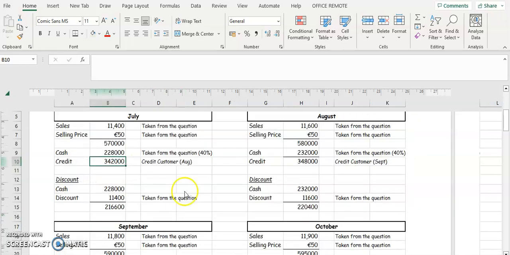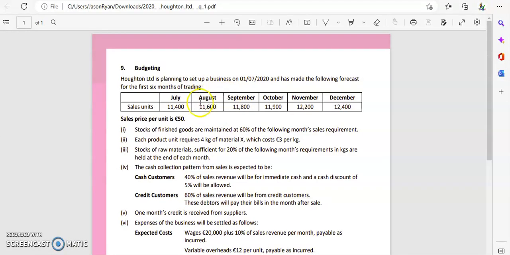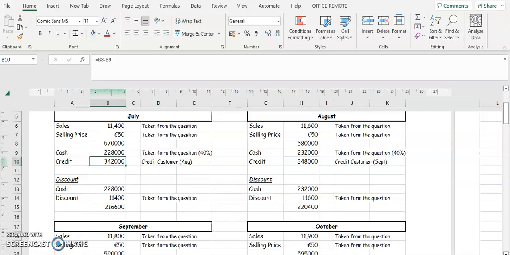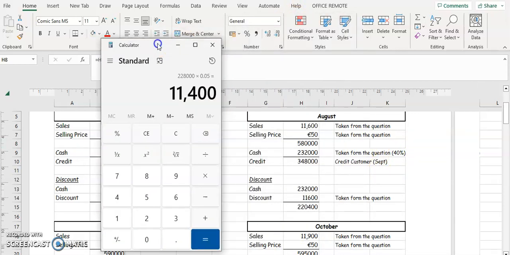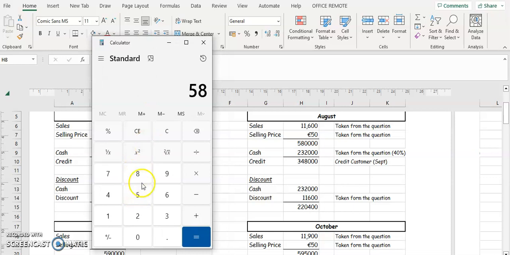If we do it for August, it's going to be 11,600, taken from the question. We're going to multiply that by €50. That's going to give us the total amount, 580,000. Of that 580,000, 40% is for cash. So if you look in the calculator, 580,000 multiplied by 0.4 is going to give us 232,000.